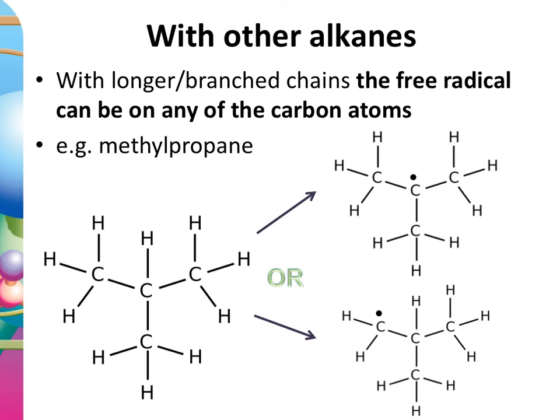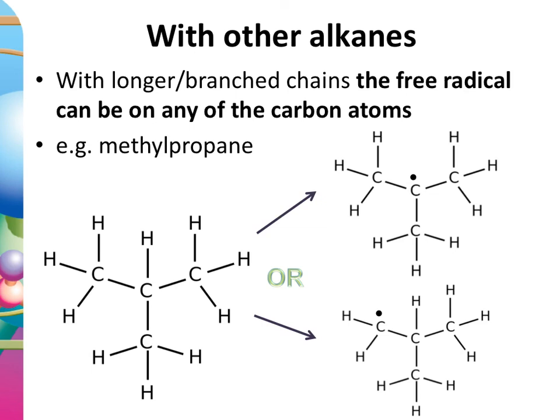If we just take methylpropane as an example, a simple branched chain molecule, the free radical could be on any of the carbon atoms, and that would seriously affect the products that we could make, and we would end up with a mixture of products. And not only would we perhaps just add a halogen to just the carbon that we've got illustrated on the two possible free radicals here, but then there could be multiple substitution, and it could be on any of the carbons that those further substitutions take place.